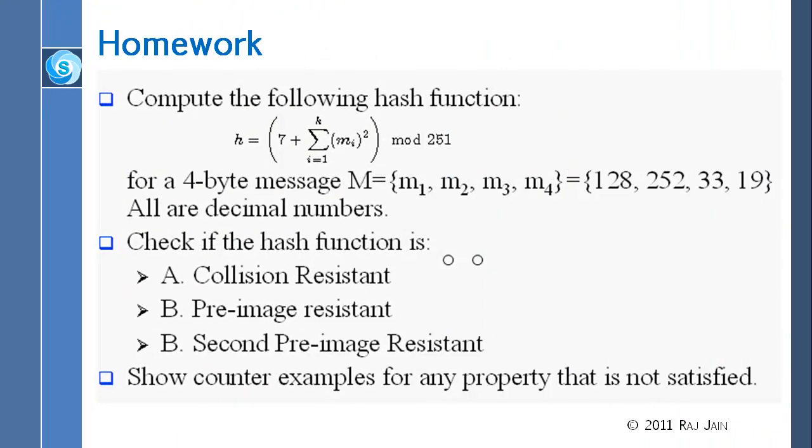Homework. So here is the hash function, and this does not use exclusive or, it simply uses a mathematical summation function, a squaring function, and a mod function. So you have to find out if it is collision resistant, pre-image resistant, second pre-image resistant, and you have to show a counterexample for the property that is not satisfied. If you find one counterexample, that's all you need to show. You don't need to try out every possible way and then print out a 50-page report. Just one counterexample is all you need.